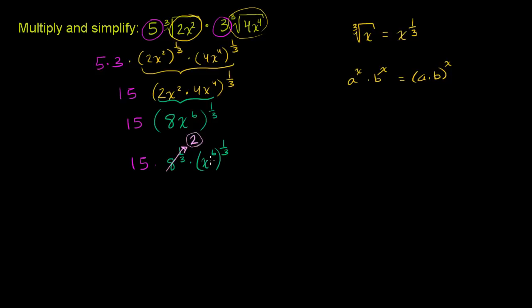And x to the 6th to the 1/3, we know from our exponent properties, that's the same thing as x to the 6 times 1/3 power, or x to the 6 divided by 3 power. 6 divided by 3 is 2, so that is just x squared. So you have 15 times 2, which gives us 30. So that's these terms right over here.